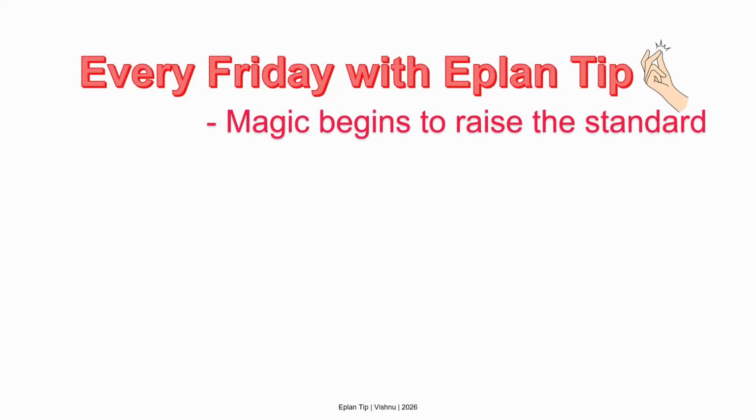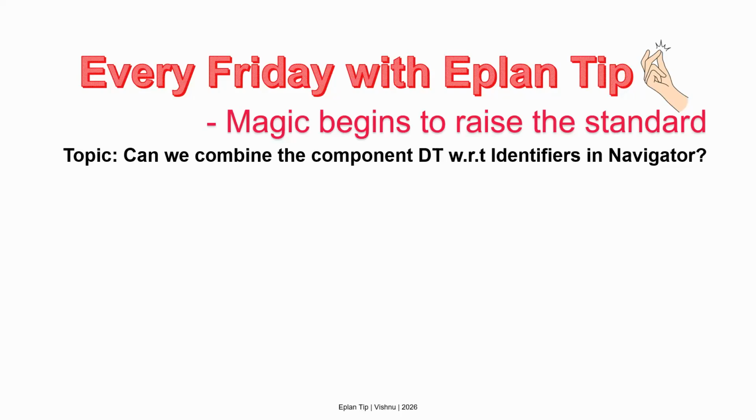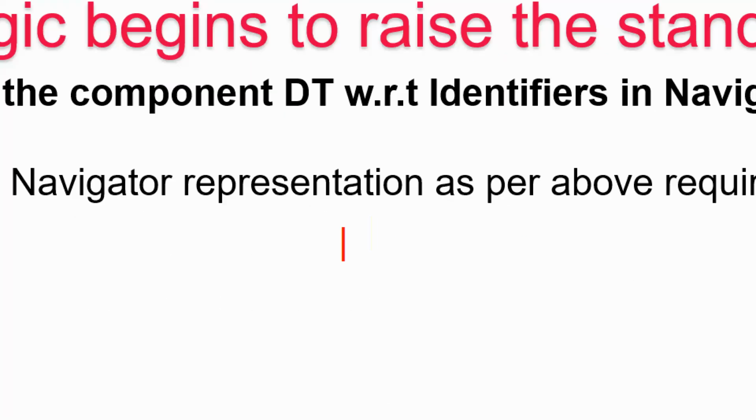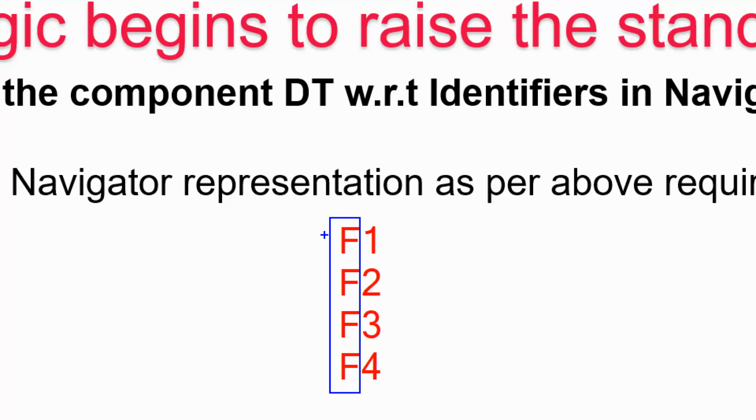So, what is our today's topic? Sometimes when I open a project after project, I find that the navigators are a little different, and I'm a little surprised by that. Sometimes when I open one of the projects, I can see that each DT is coming one below the other. For example, I will have F1 and below that F2, then F3, and then F4. Is it possible to combine these, with the F on the top and below that F1, F2, F3 and F6?